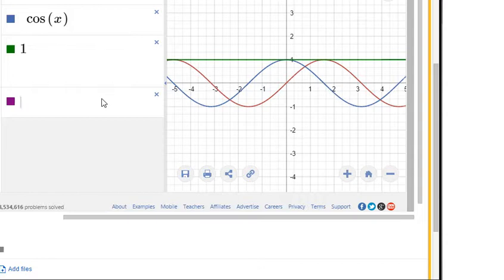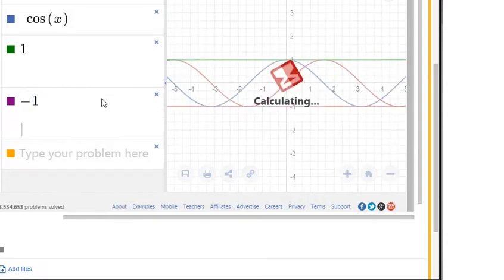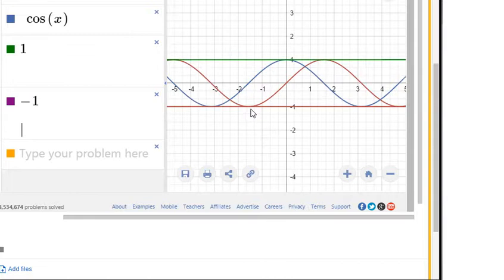Now, if I look at sine of x over here, which is the red curve, the slope at this point right here is 0. What is the corresponding y value of cosine of x? 0. Does that make sense?